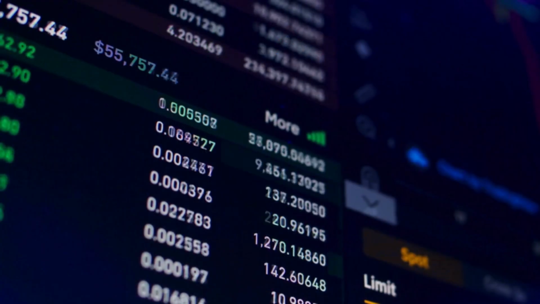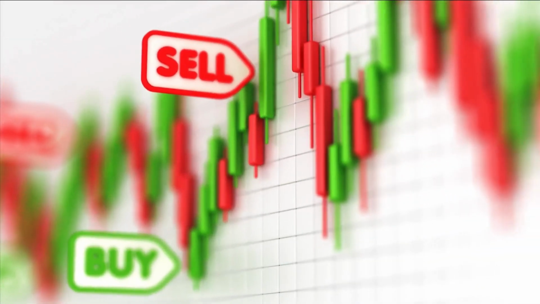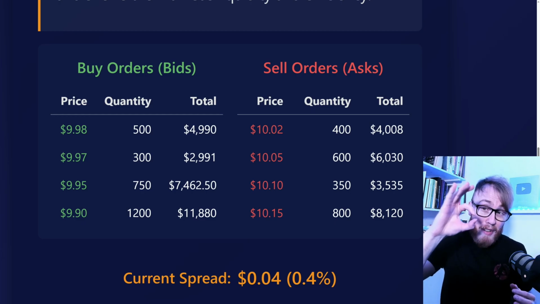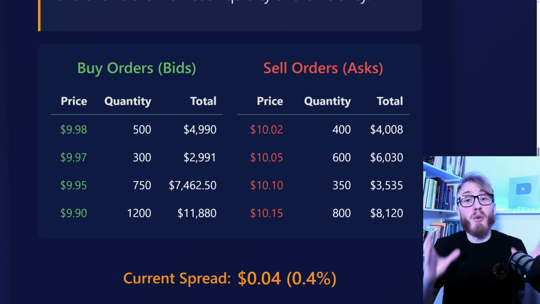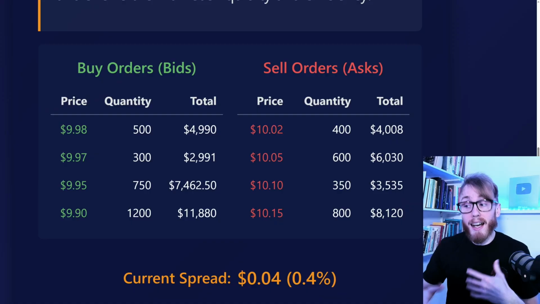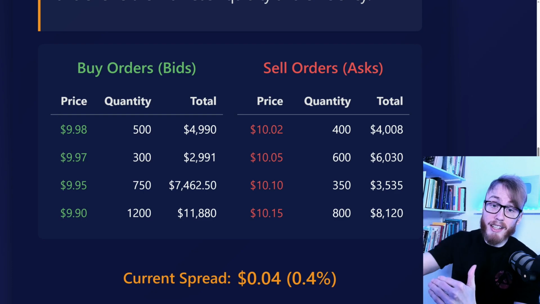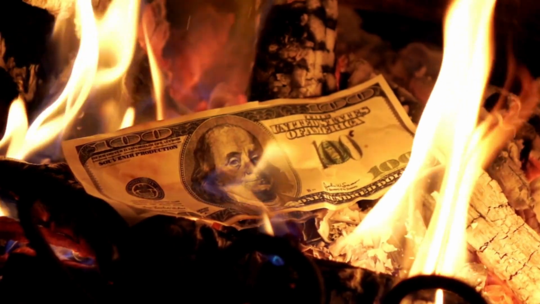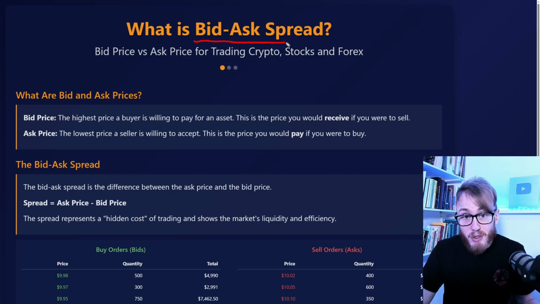Have you ever wondered why you never seem to buy or sell at the exact price you see on your screen? Well, that very small difference, believe it or not, is costing you money every single trade. And over time, these costs actually build up. And to avoid these costs and avoid losing money, we need to learn about something called bid-ask spread.